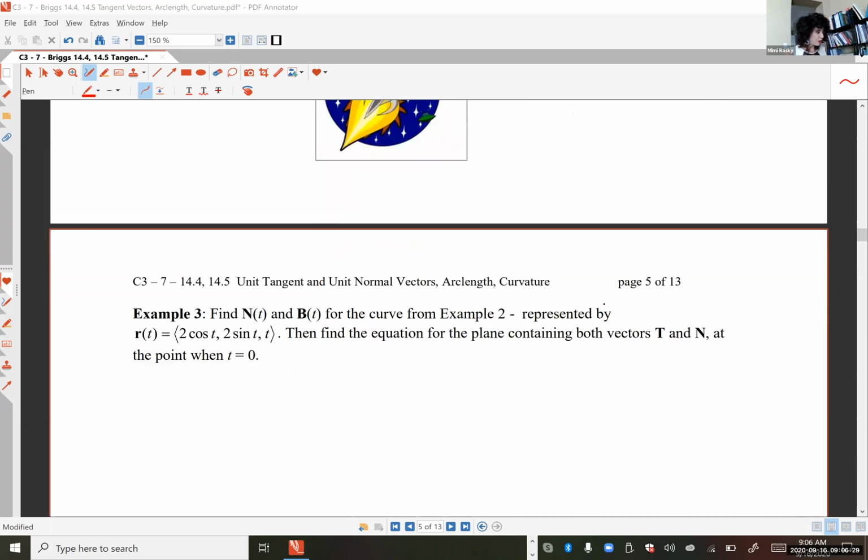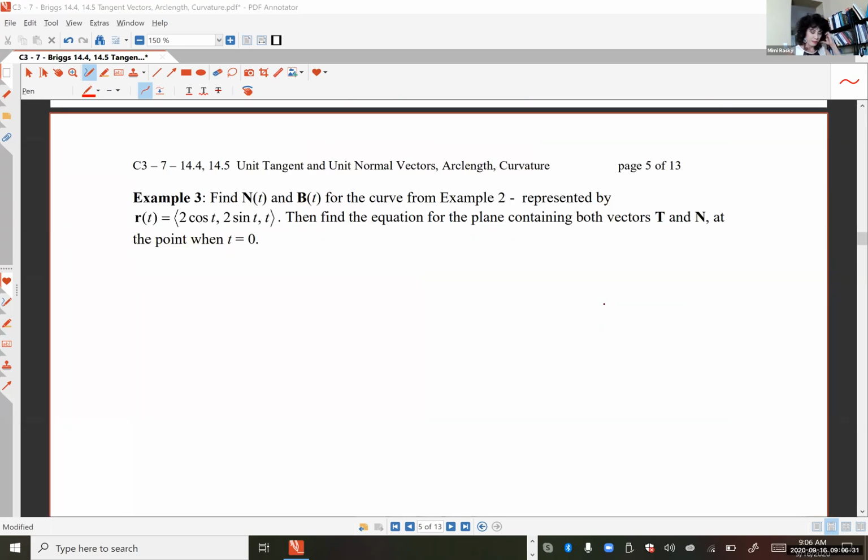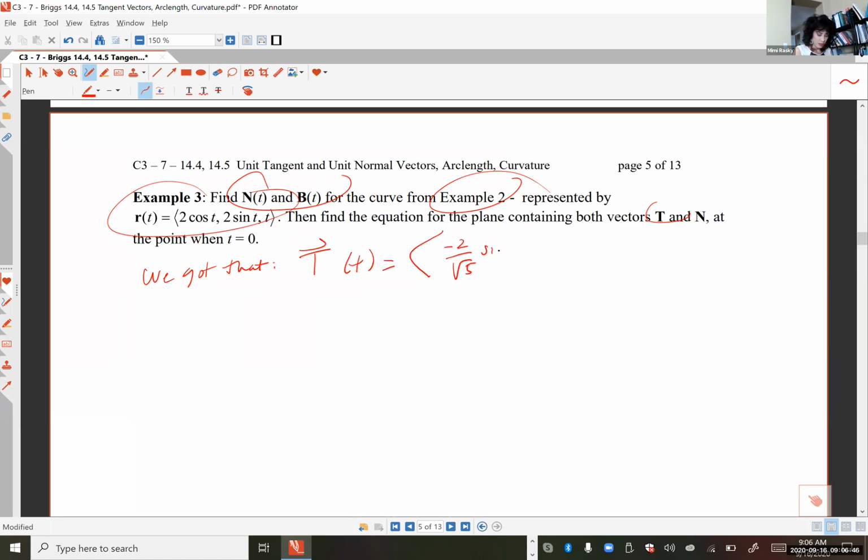Okay, so knowing what we just learned, let's go find N and B for the curve in example 2 that we already did. We already got T, so I hope I'm not going to get it all over again. We got that T was this vector here.